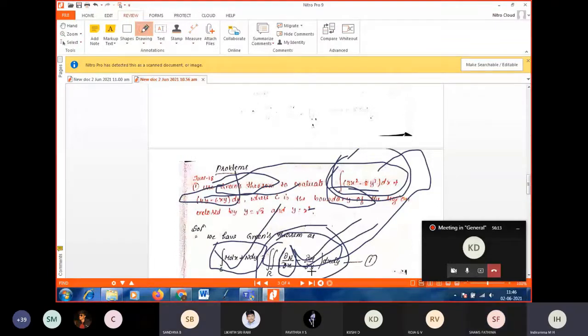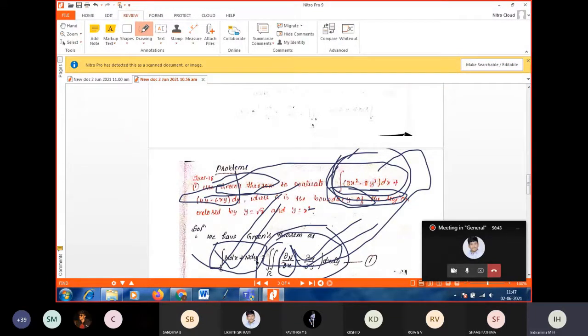What is m and what is n? From partial differentiation you can get it. If you know m and n, M is 3x square minus 8y square, and N is 4y minus 6xy. So you have to compare the given integral with the LHS.